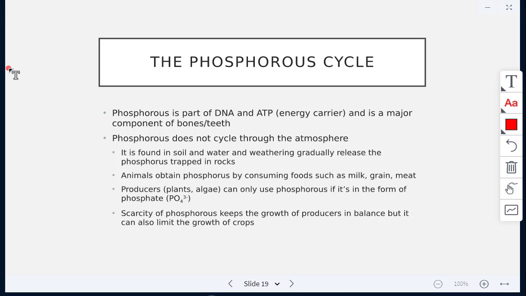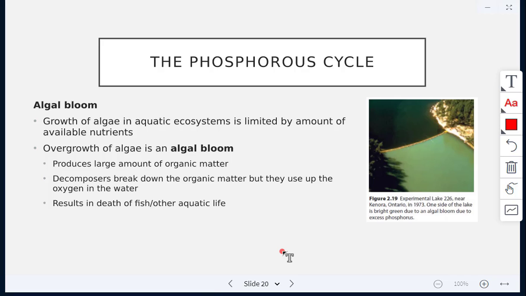Phosphorus is found in soil and water, and weathering will gradually release the phosphorus trapped in rocks. So animals obtain phosphorus by consuming foods such as milk, grain, and meat. Producers like plants and algae can only use phosphorus if it's in the form of phosphate, which is PO4 3-. So the scarcity of phosphorus keeps the growth of producers in balance, but it can also limit the growth of crops. So that's where fertilizers come in.